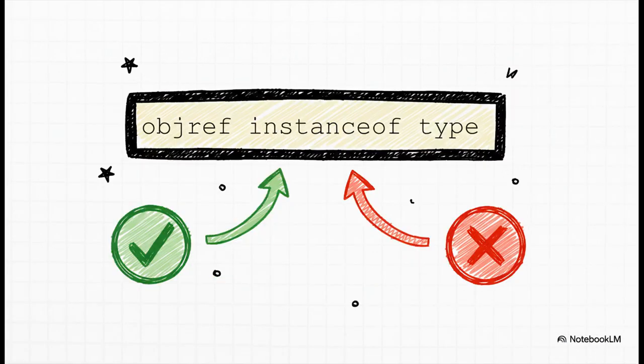And the syntax, it's about as clean as you can get. It's literally just your object, the word instanceof, and then the type you're checking against. That's it. And that simplicity, that's a huge win for making your code easy to read. I mean, anybody on your team can look at that line and know exactly what you're doing. That's so important for maintaining code down the road.